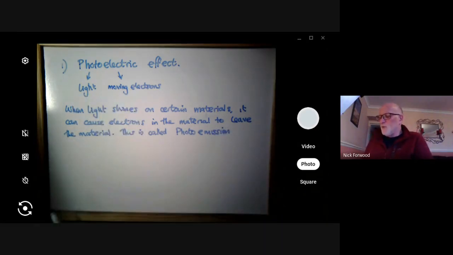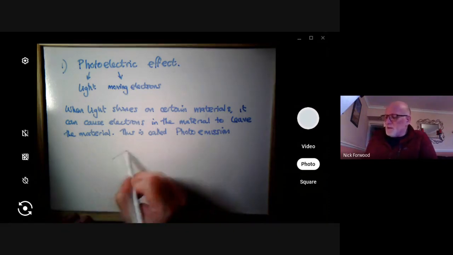Well, where are these electrons going to move from? Well, they're actually trapped inside material, and the materials that we're going to look at are conductors, because it's easier to make electrons move from a conductor. And when I say move from, I mean actually completely leave it. So what would we be looking at?